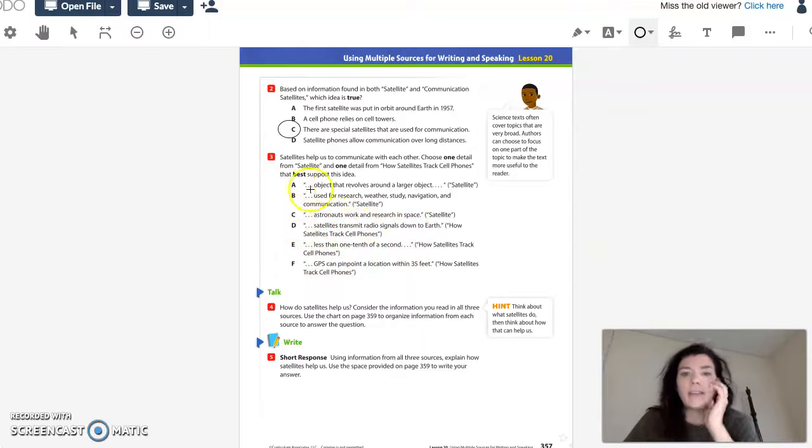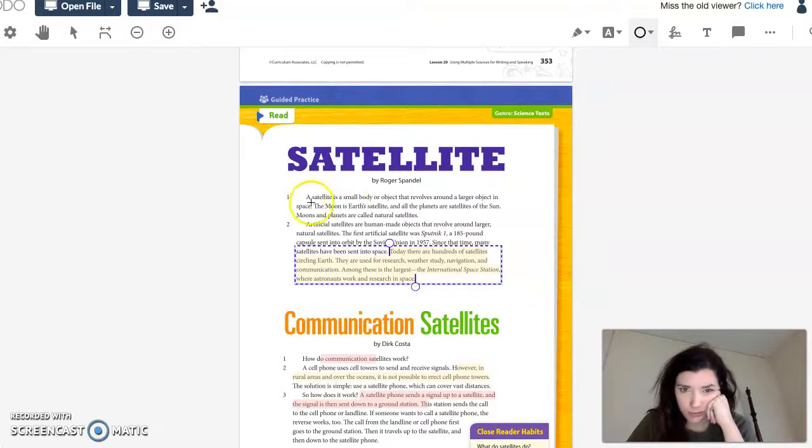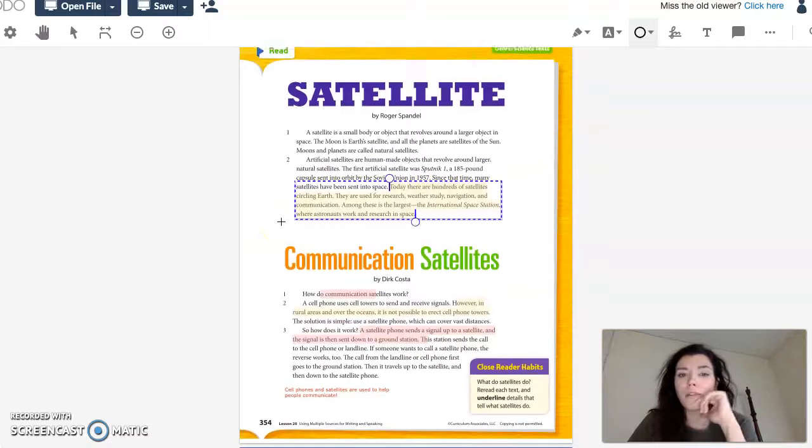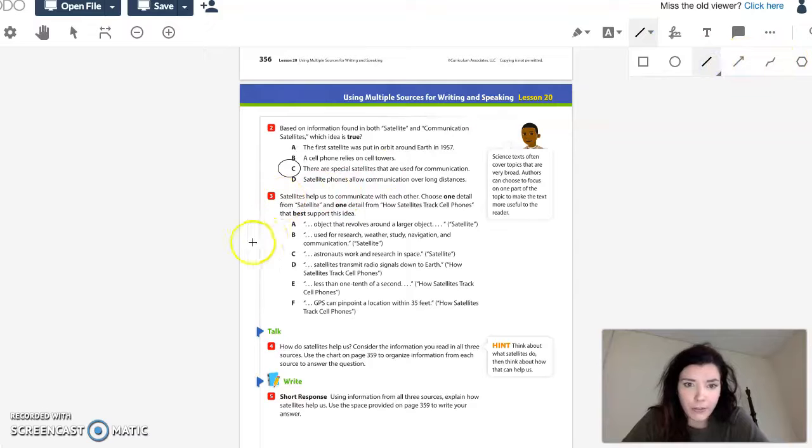Let's look. So A, an object that revolves around a larger object. Let's go look at that quote. A satellite is a small body or object that revolves around a larger object in space. Does that tell us how it helps us communicate? No. So I'm going to give that one a big nah. I'm going to cross this one out. That is not it.